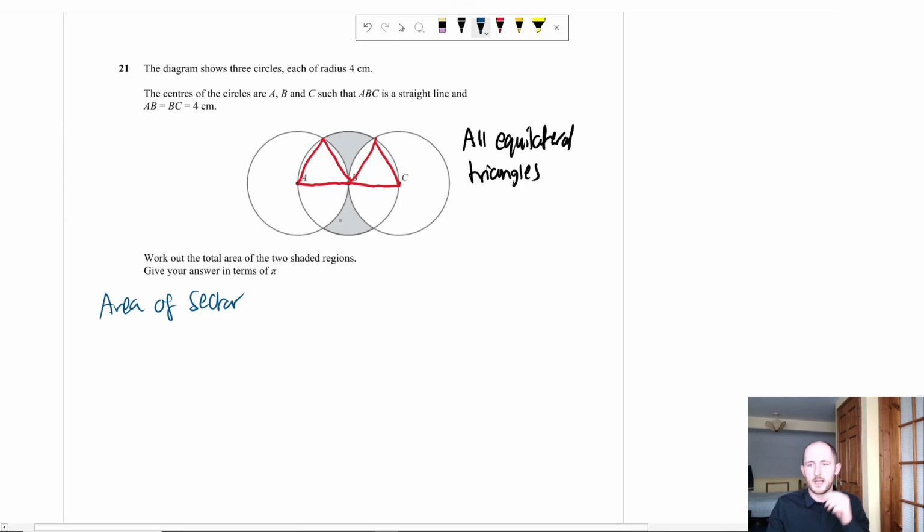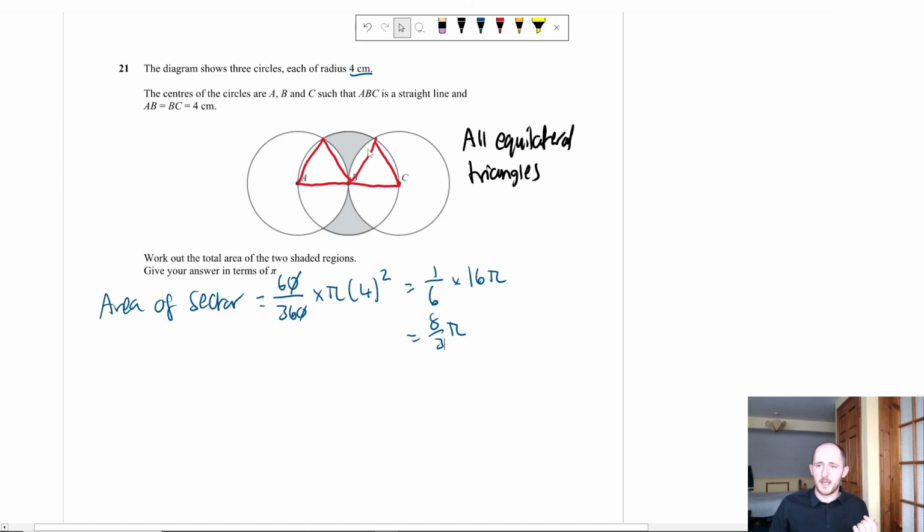So I'm going to do 60 over 360 times pi times the radius, which is 4 squared. Now 60 over 6, cancel that. 6 over 36 is a sixth, so it's a sixth times 4 squared is 16 pi. So we can probably simplify that a little bit. Half both of the numbers, so it's now 8 over 3 pi. And that's it. Okay. So far, so good. Now we need to work out the area of these little segments here. Okay?